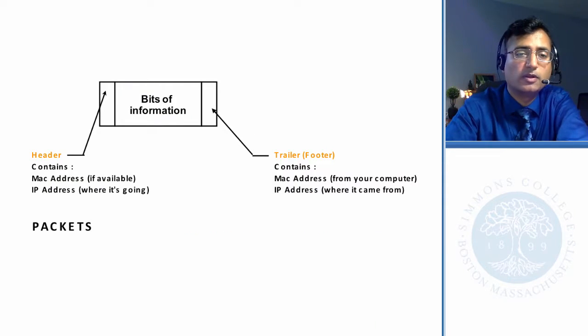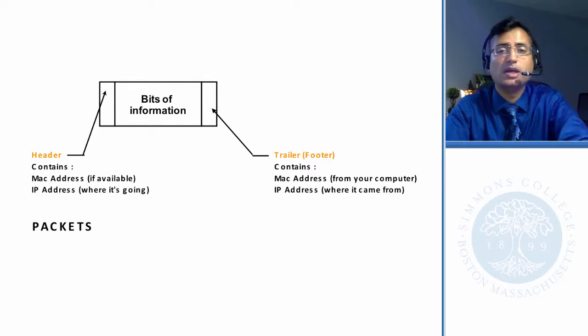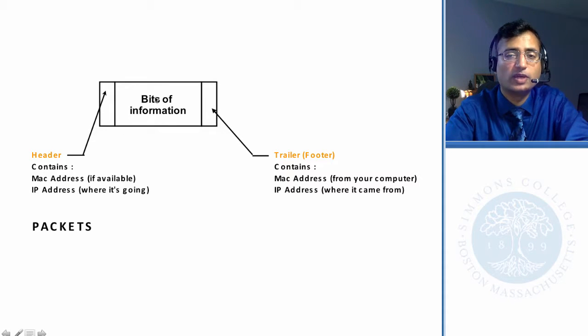So this is an example of a packet, when information sent across the network is broken up into packets. Here the information can be a document or audio or a video file, whatever you send across the network or access from the internet. It contains the bits of information over here, and then you have the header bits and the trailer bits. In the header you have the MAC address if it is available, or the IP address or the network address of where it is going. We'll look at IP addresses in a while. It also contains the MAC address from your computer and the IP address where it came from. And that's information which is typically associated with a packet sent over the network.